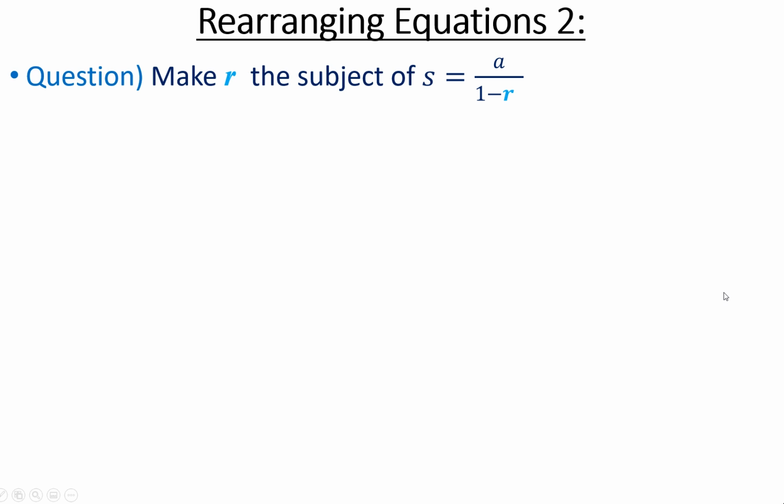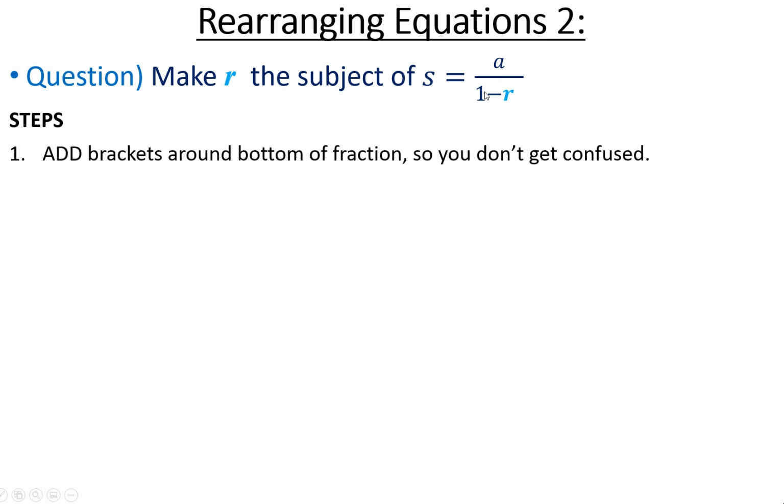Now, for the second example, we're going to try to make R the subject. In this case, it's a little bit different because R is in the denominator. So the first thing we want to do is make sure that we have brackets. Whenever you have anything in the fraction, either on the top or the bottom, you want to make sure that you have brackets around it so that you keep it all as one term. Okay? We can't just move the R up to the top. We've got to move this whole 1 minus R to the top.